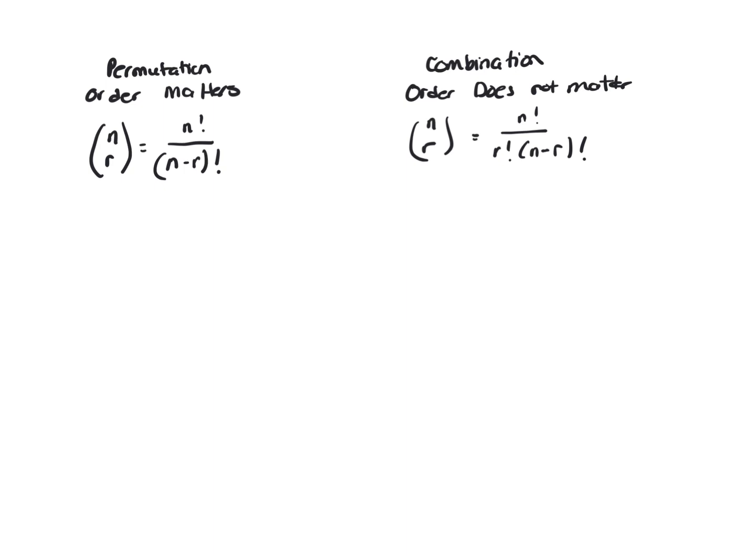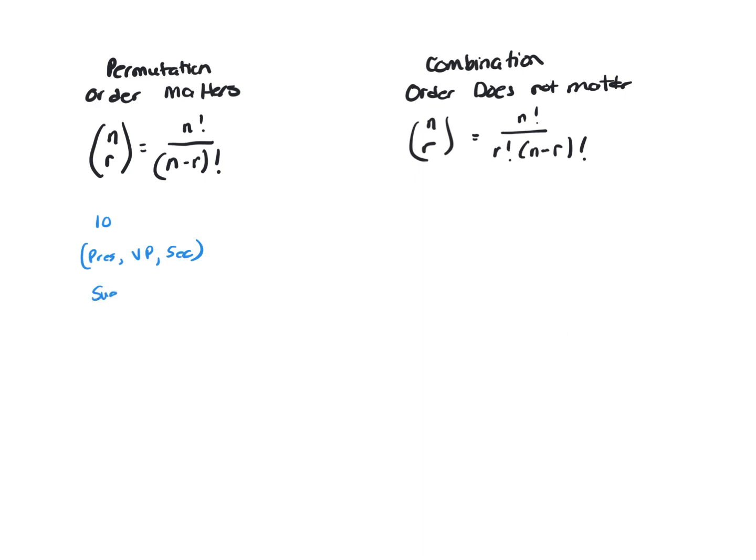I want to show you two formulas. Permutation, here on the left, is when order matters. So let's say you had 10 people and you want to see how many 3-man slates you can come up with. A slate meaning the first person chosen will be for president, the second one will be vice president, and the last one will be secretary.